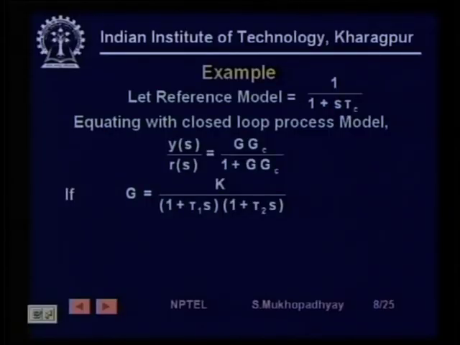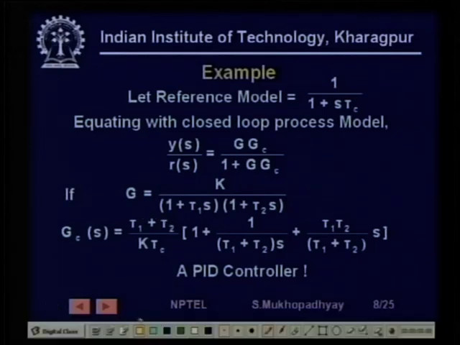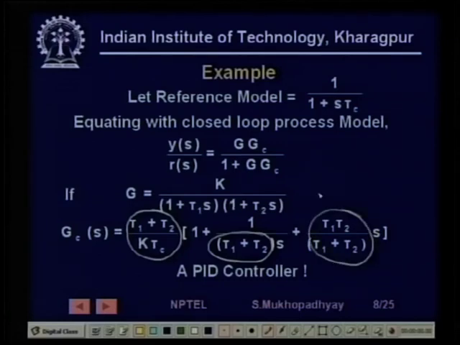So after solving this, what kind of a Gc shall we get? It turns out that if you solve this equation, GGc by 1 plus GGc, with this value of G and this value of the reference model, one can easily solve that the controller transfer function comes out to be this. So now you can immediately see that this becomes your Kp, this becomes your Ti, and this becomes your Td.